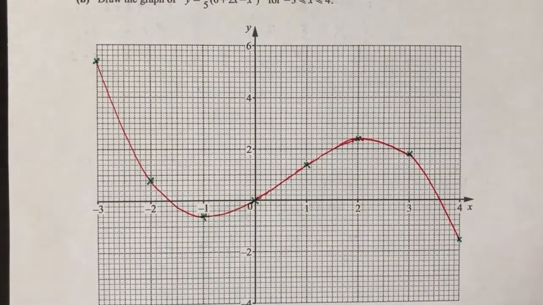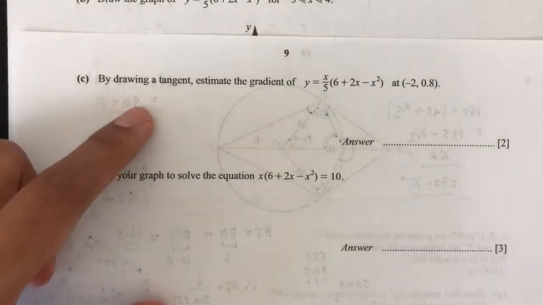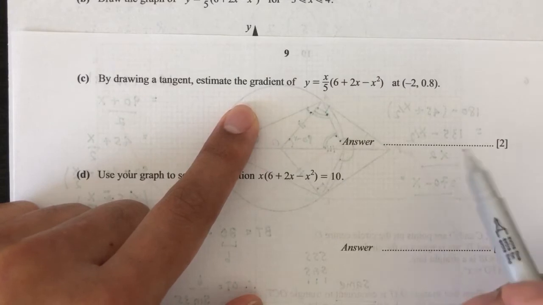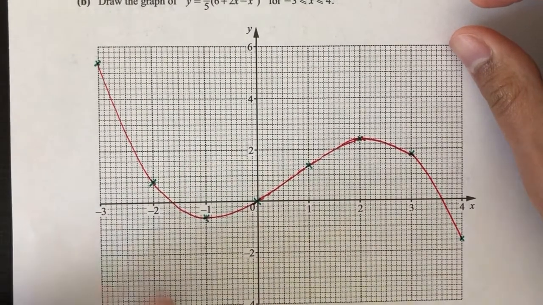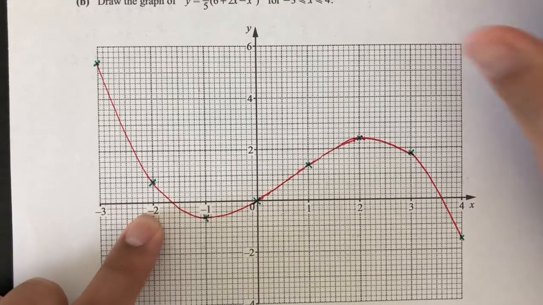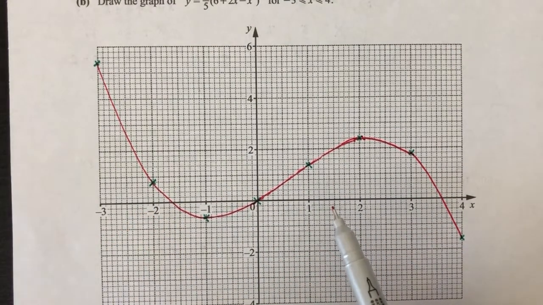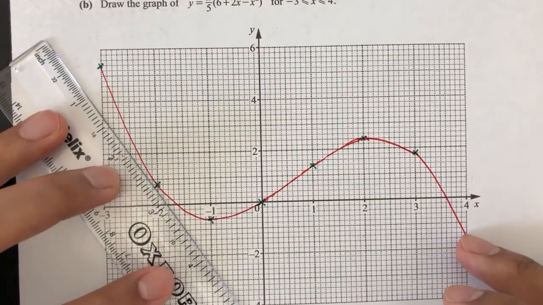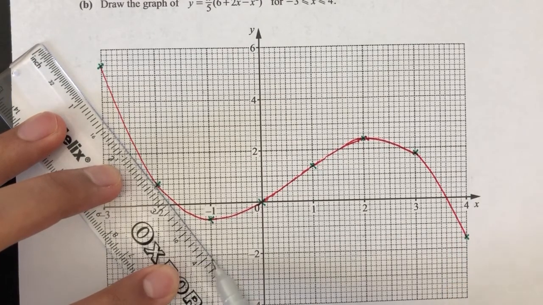So let's move on to part C. Part C tells you to estimate the gradient at the point minus 2, 0.8 by drawing a tangent. So where is minus 2, 0.8? Minus 2, 0.8 is this point. So let's draw a tangent to find the gradient. Try your best to make it go through 2 points so you can find the gradient. So that's the tangent to the point.